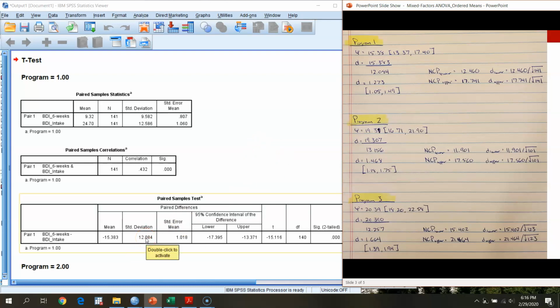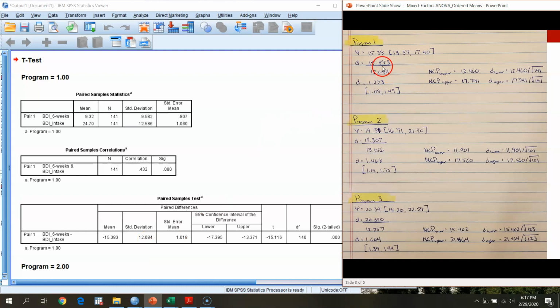Now, for these data, running a Glass's delta, where I would take the mean difference and divide it by the standard deviation at intake, or at baseline, would actually give me a really nice interpretable effect. But if I do that, remember that I can't run a confidence interval around that. So for this example, I do want to calculate a confidence interval around my paired sample d. I'm going to take the difference between pre and post, and divide that by the standard deviation of the difference score.